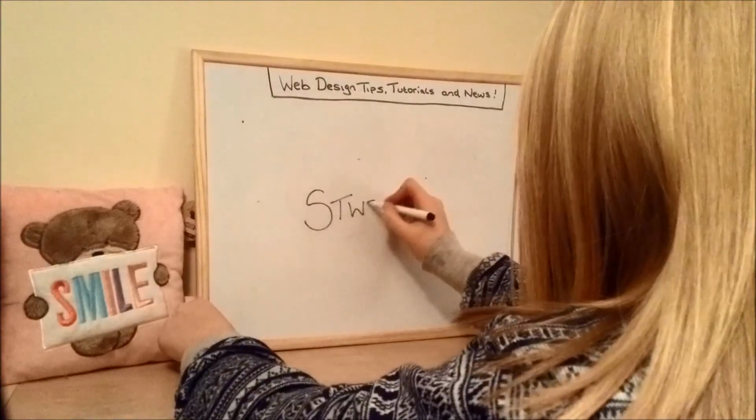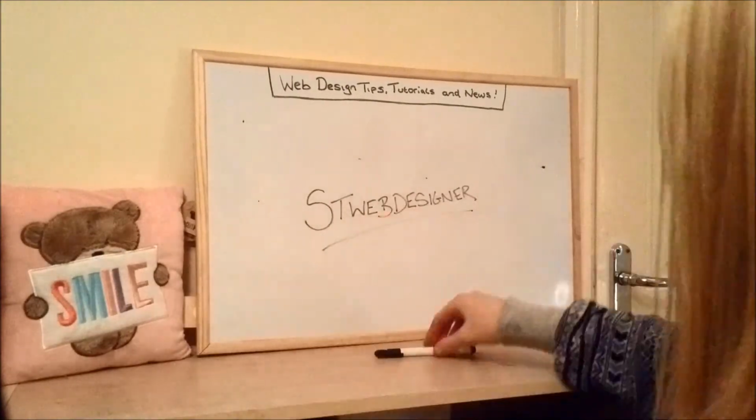In today's tutorial I'm going to be showing you how to create a simple animated GIF in Photoshop. For this tutorial you are going to need Adobe Photoshop CS6 or above, as the previous versions of Photoshop do not offer the frame animation tool that we'll be using. I am going to be using Adobe Photoshop CS6.